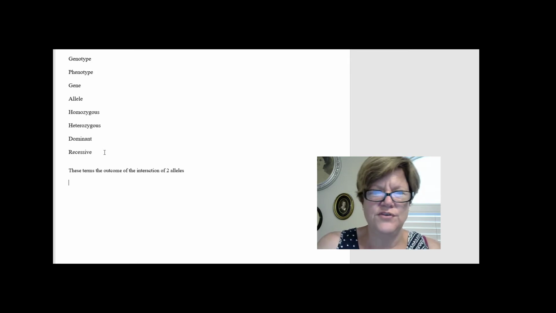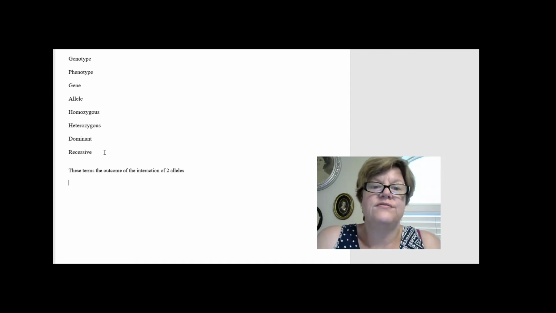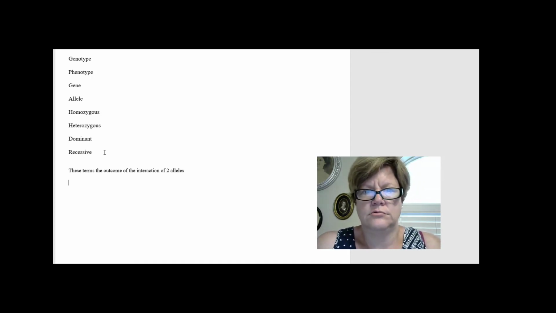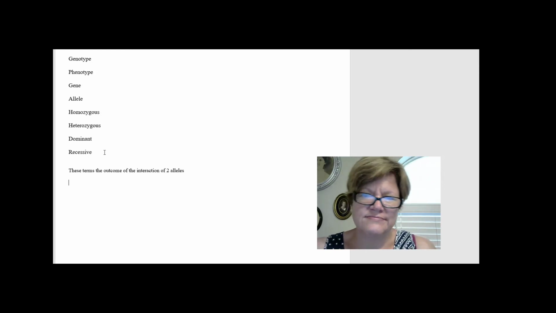There's not an interaction really. If you have two blue alleles, you're going to have blue eyes. If you have two brown alleles, you're going to have brown eyes. Homozygous, but when you're heterozygous, the interaction between the two alleles, however that turns out, is the dominant. And recessive is the one that doesn't seem to show itself, in a sense.